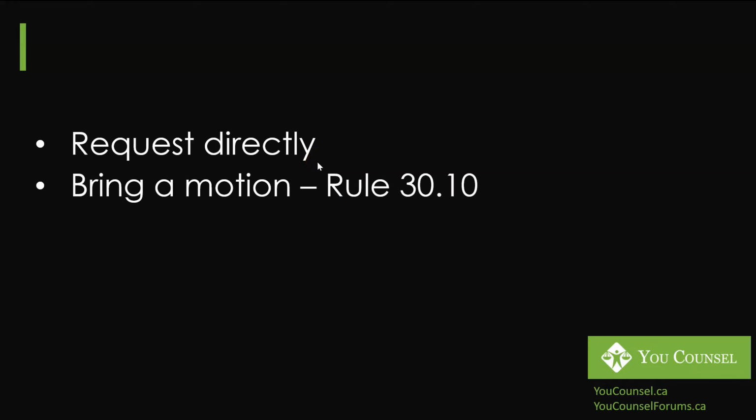But what if they refuse to give you that document? Then your option is to bring a motion under Rule 30.10. This motion will allow you to get a court order from the court that will compel the non-party to give you the document which is relevant to your case. In some circumstances, the non-party may be willing to give you the document, but they will give you the document only if you get a court order.